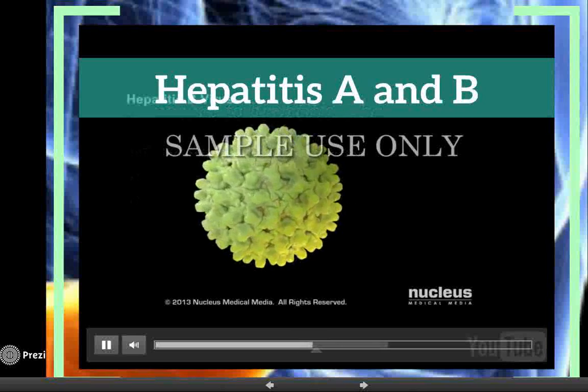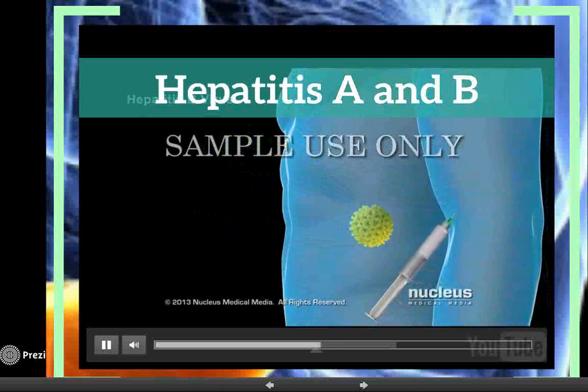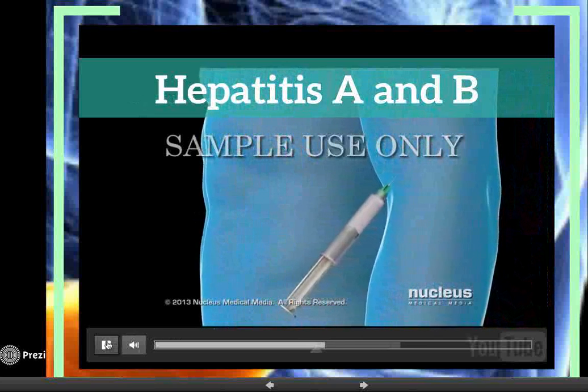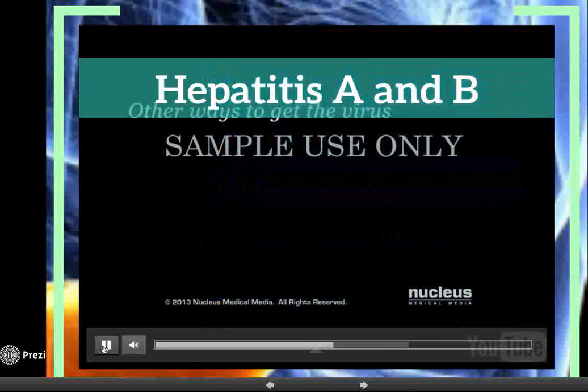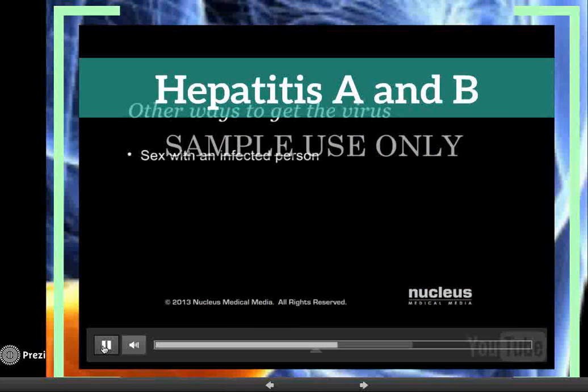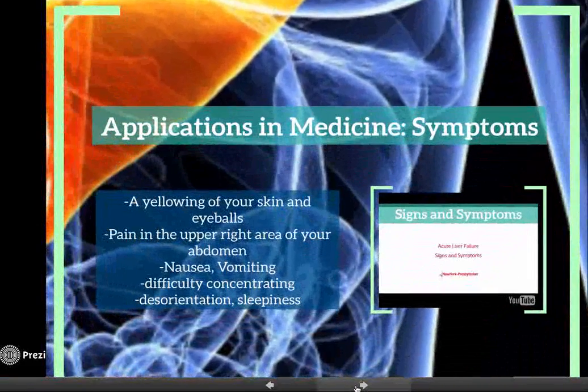If you have hepatitis B, the virus entered your body when you were exposed to the blood or other body fluids from a person infected with the virus. This could have happened from sharing a drug syringe with an infected person. Other ways you may have been exposed to the virus include having sex with someone infected by the virus, sharing personal hygiene items such as razors or toothbrushes used by an infected person, direct contact with the blood or body fluids of an infected person, or when a mother passes it to her baby during birth. So be careful when you use someone else's brushes or razors and stuff like that.